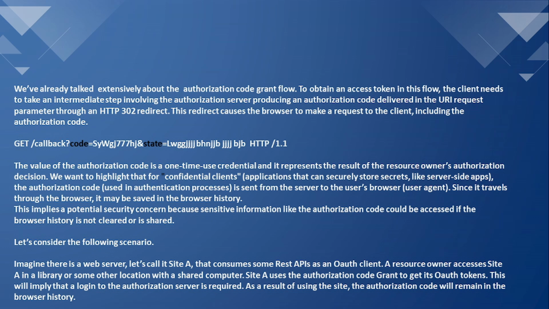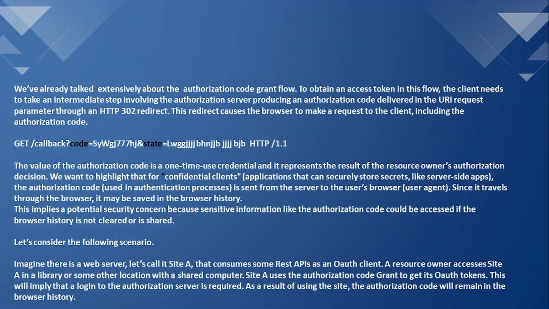To obtain an access token in this flow, the client needs to take an intermediate step involving the authorization server producing an authorization code delivered in the URI request parameter through an HTTP 302 redirect. This redirect causes the browser to make a request to the client, including the authorization code, as we have seen in auth code flow, right? So GET /callback with the query code, that's HTTP 1.1, and the state parameter.